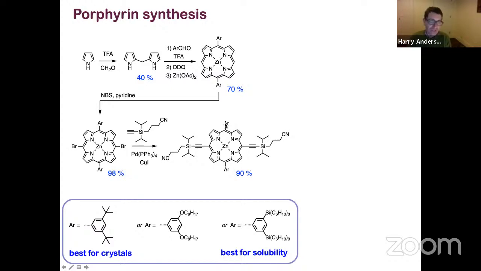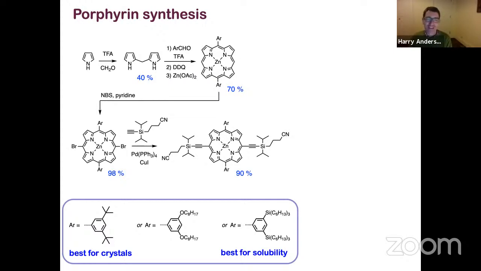These Ar groups are aryls, and they control the solubility. And we use 3 main types. The di-tert-butyls are very good for growing crystals, but these longer, more flexible chains are more soluble. And the most soluble compounds that we work with a lot are these bis trihexylsilyls. So you need to have these groups to make the compounds soluble so that you can characterize them in solution and process them.